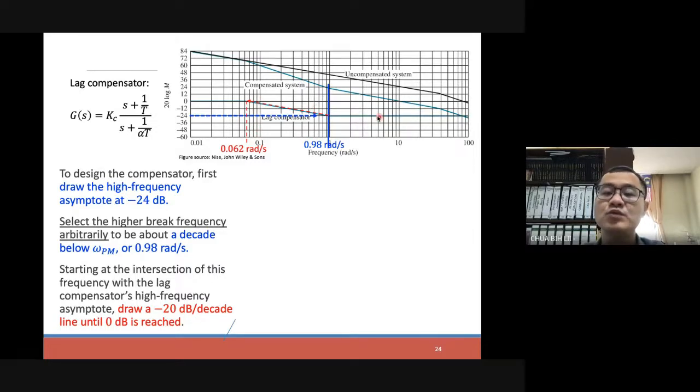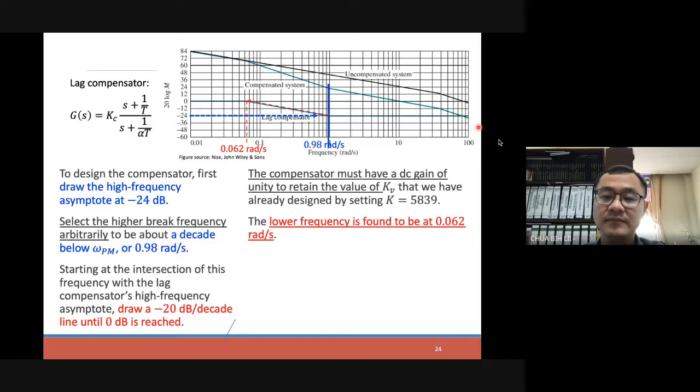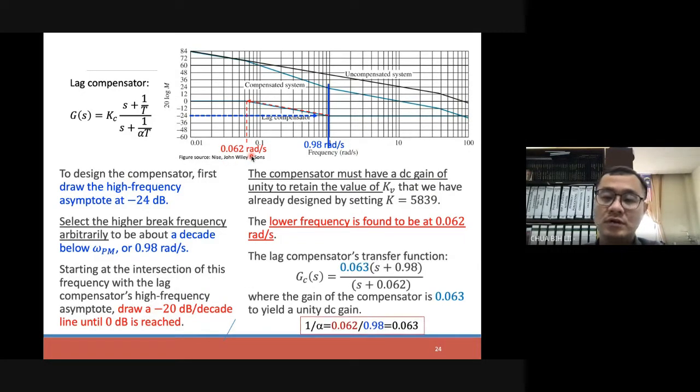Now once you have this one, you just combine them together with the original, then you have the compensated system line. And the K value we already set is 5839, and the lower frequency is now about 0.062. Therefore, our transfer function for this one would be 0.063. How do you get this one? You just use this formula.